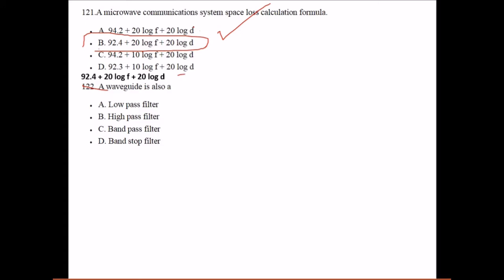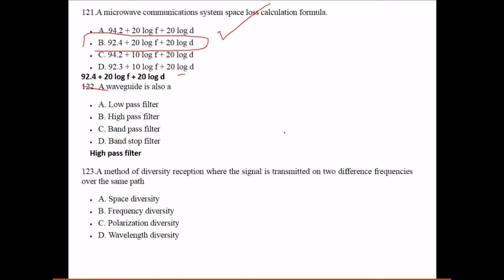Now, the microwave communication system space loss calculation formula. This is very important because this is often asked, or people may also request you to write this. So the microwave communication system space loss is given by 92.4 plus 20 log f plus 20 log d. So f is the frequency, d is the distance. The waveguide is also a high pass filter.